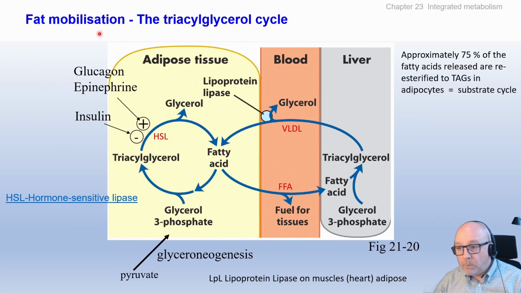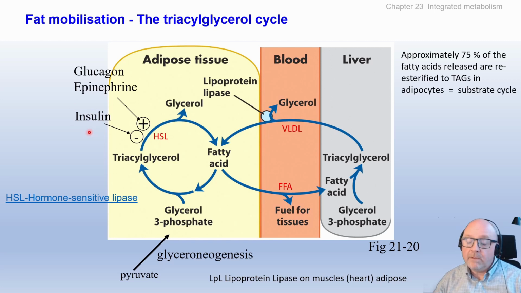If we look at fat mobilization from these white adipocytes, adipose tissue cells, we have the triacylglycerol cycle. So what's important here? We have triacylglycerol converted to fatty acid. This is regulated by hormone-sensitive lipase, which will release the fatty acid from the glycerol backbone. This hormone-sensitive lipase is regulated hormonally by glucagon and epinephrine, activating it, driving the breakdown of triacylglycerol and release of fatty acids, and negatively regulated by insulin.